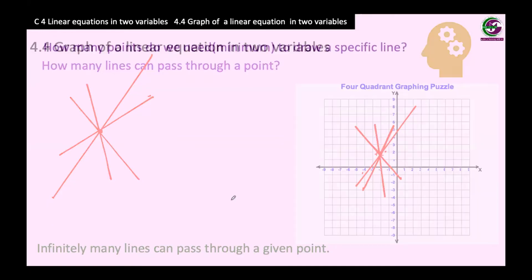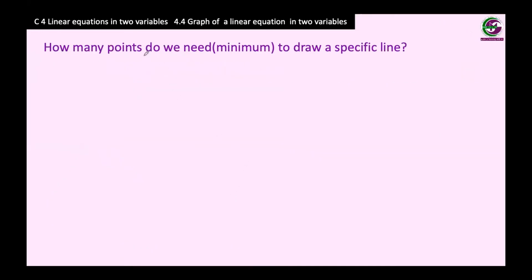This will take us to another question. How many points do we need minimum to draw a specific line? On a line, you know, there are millions and billions, or uncountable number of points on any given line. But to draw a specific line, how many points do you need minimum? So let us take a point here. Let us say this is a point, with another point here. So passing through these 2 points, I draw a line.